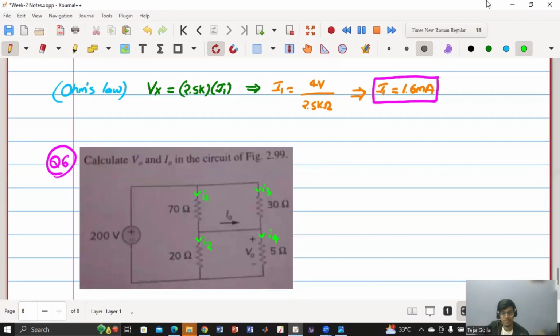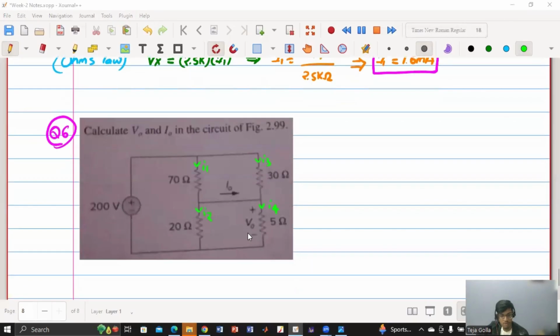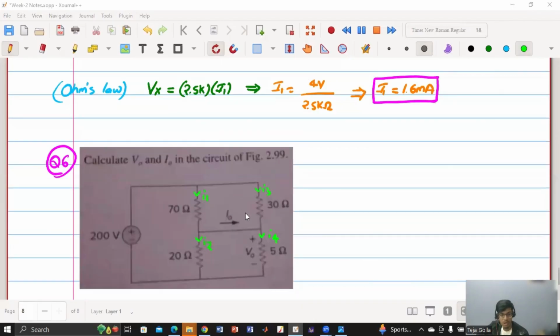It would be complicated if we take four variables. But first of all, we'll get only 3 equations. How? I'll tell you. Can you tell what is the value of I naught here in terms of I1 and I2?